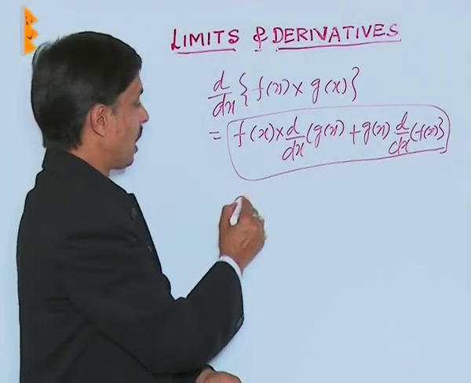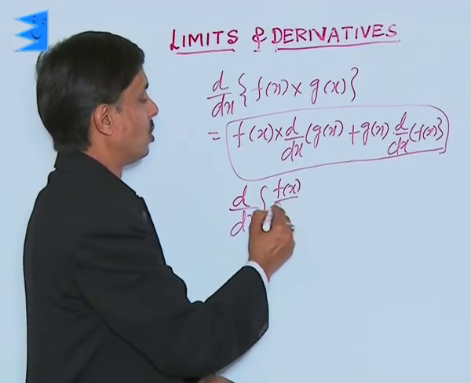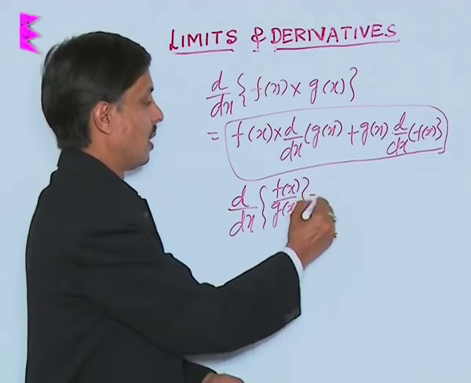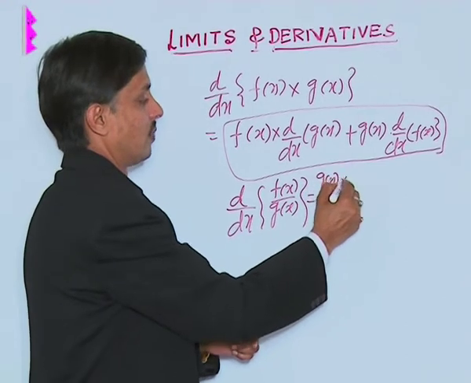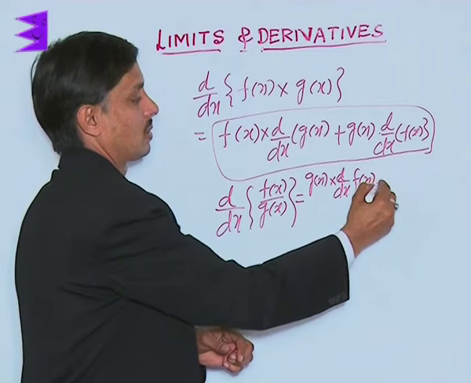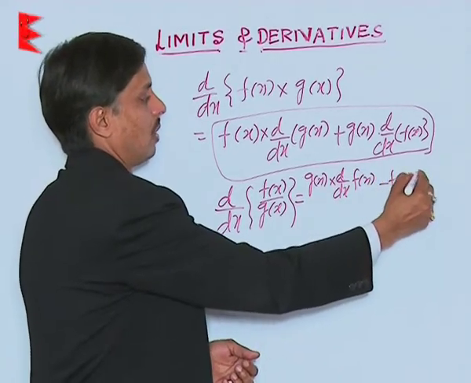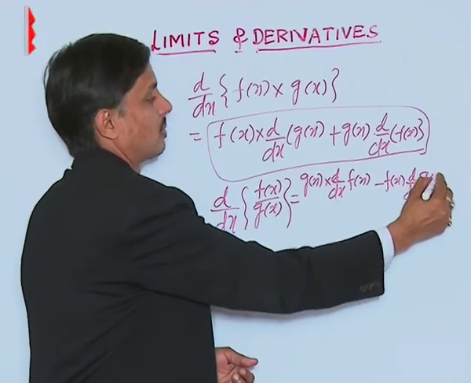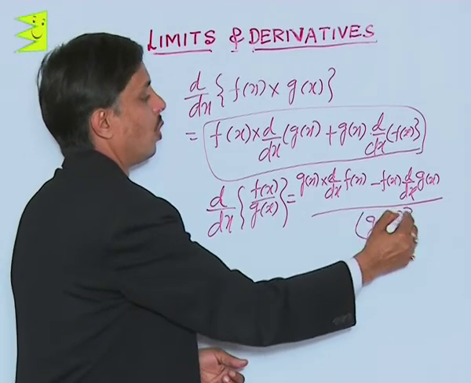If in the problem the question is f(x) upon g(x), in place of product it is division, then the rule is: denominator, that is g(x), into the derivative of numerator, that is f(x), minus numerator f(x) into the derivative of denominator g(x), divided by the denominator's whole square.